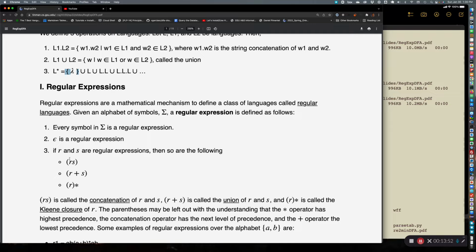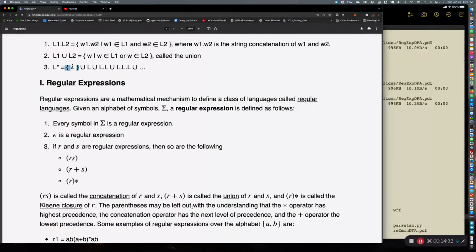RS, and I have put parentheses, but we're going to ignore the parentheses in a minute. Parentheses with R and S inside would be a new regular expression made out of 2 other regular expressions, R and S. Similarly, R plus S and also R star. So these are the 3 ways you can make new regular expressions out of existing regular expressions. RS is called the concatenation, R plus S is called the union, and R star is called the Kleene closure, named after the person who invented it. Like I said, we are going to ignore the parentheses.